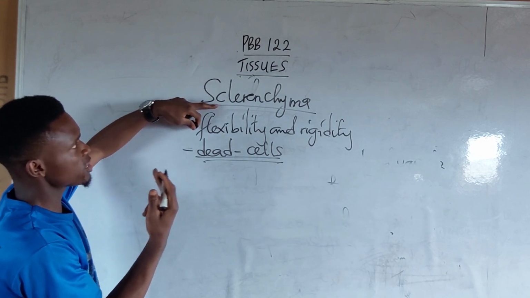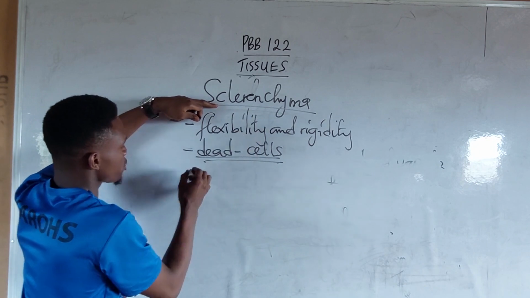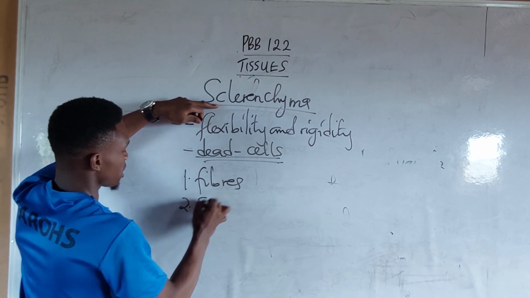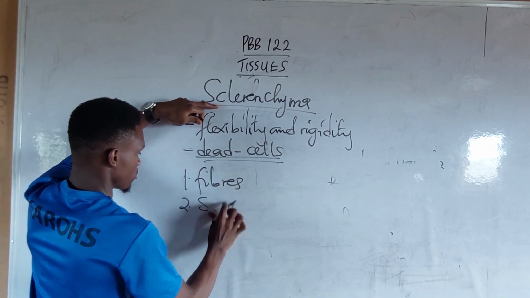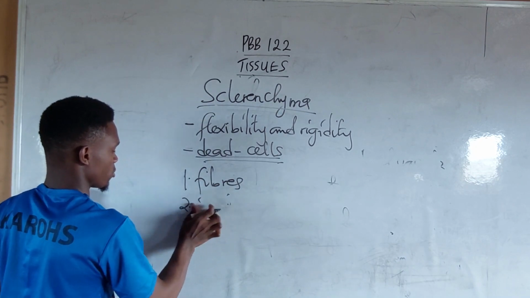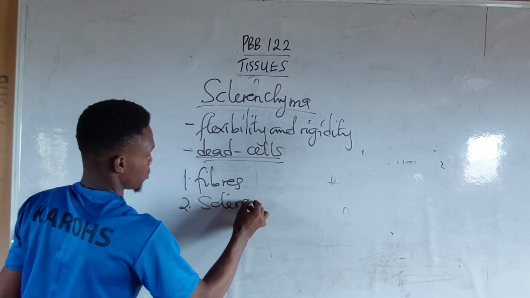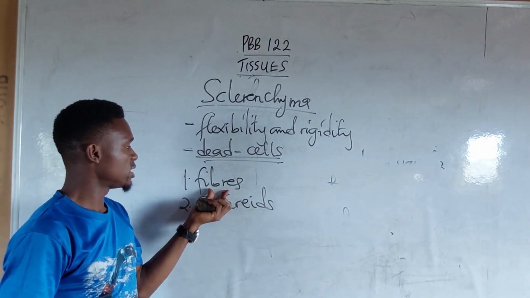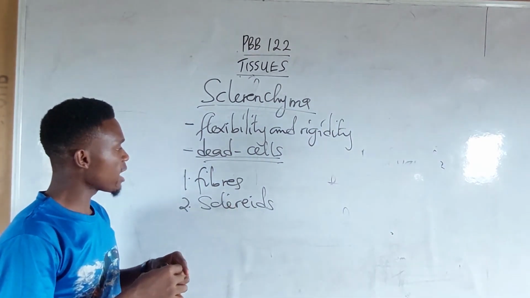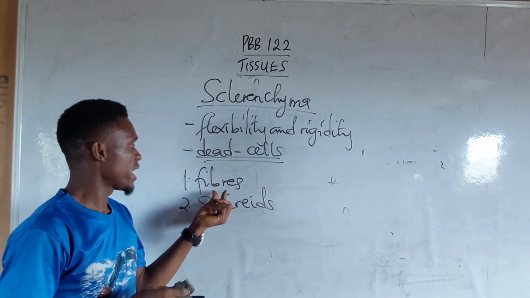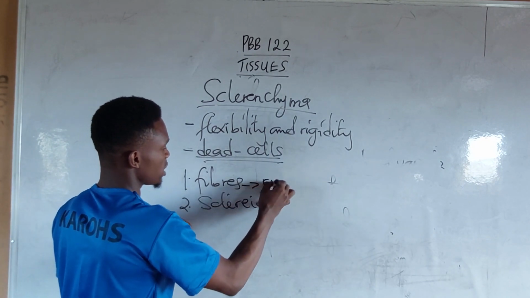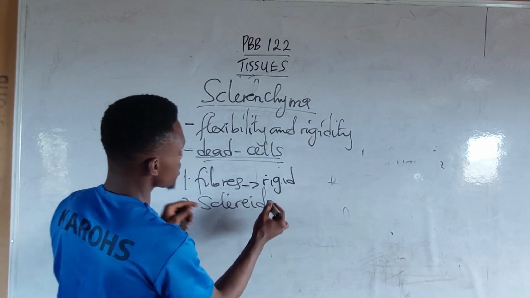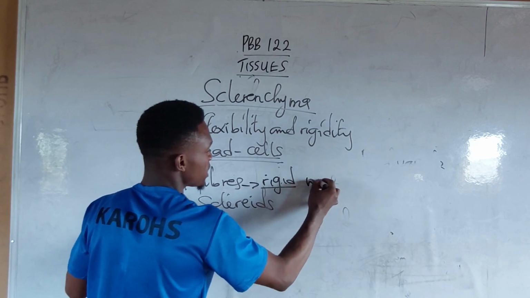And again, there are two cells in the sclerenchyma. One, we have the fibers. And two, we have the scleras. Now, the fibers are found in certain plants and it provides what? Rigidity. It makes the plant what? Rigid. Example is water lily.